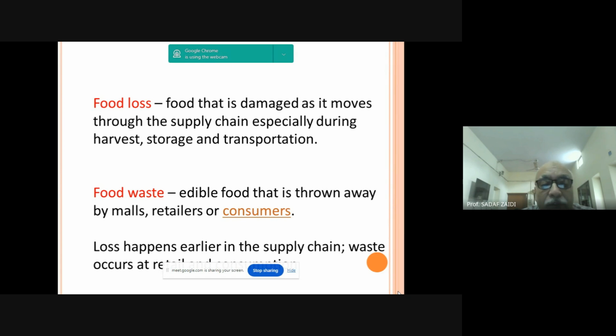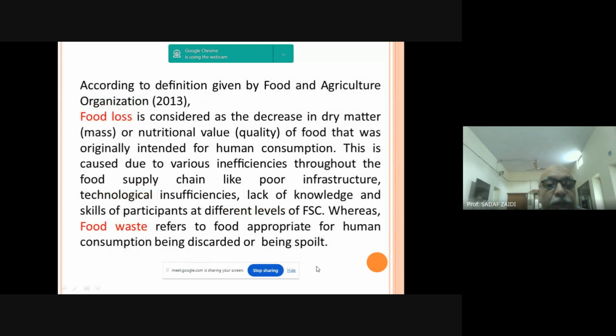Now, then you have the food waste, the edible food that is thrown away by malls, retailers, or consumers. That is basically your food waste. So if you see the food supply chain, you will find that food loss happens earlier, and the food waste occurs at a later stage.